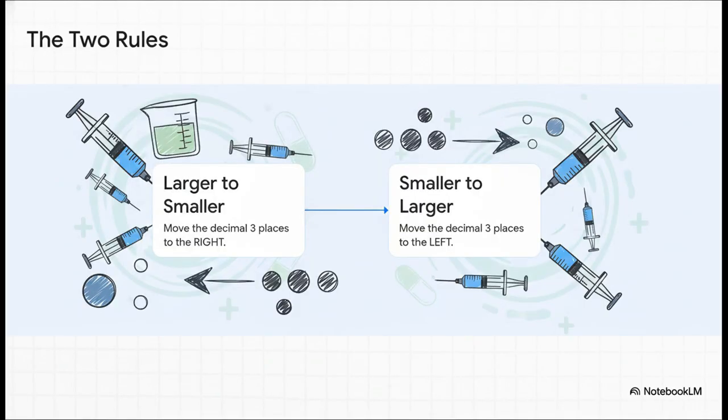So it all boils down to just 2 simple rules you have to remember. If you're going from a bigger unit to a smaller one, like grams down to milligrams, you move the decimal 3 places to the right. And if you're going from a smaller unit up to a bigger one, like micrograms up to milligrams, you move it 3 places to the left. That's the entire system.